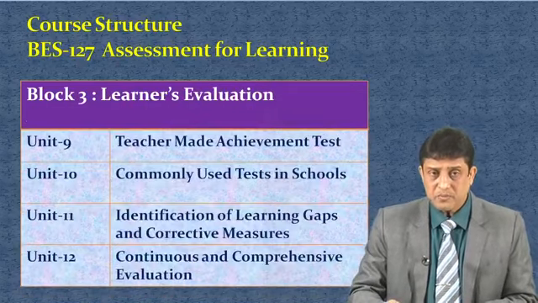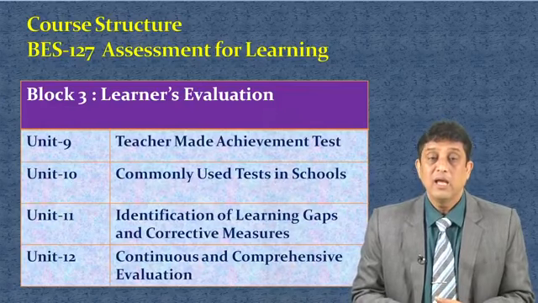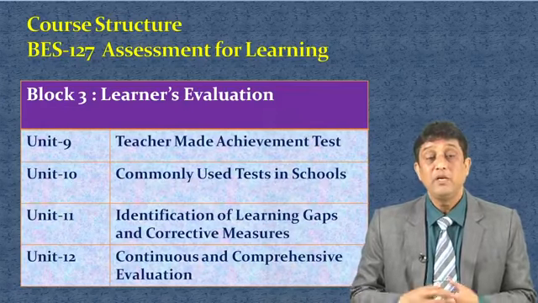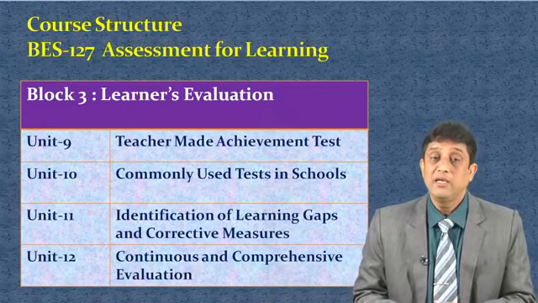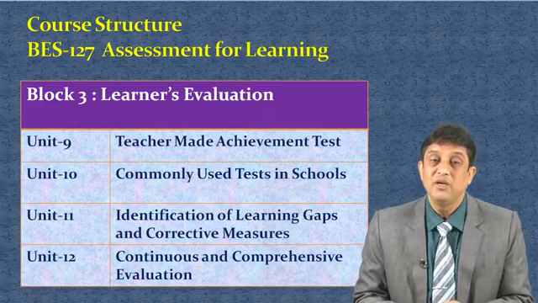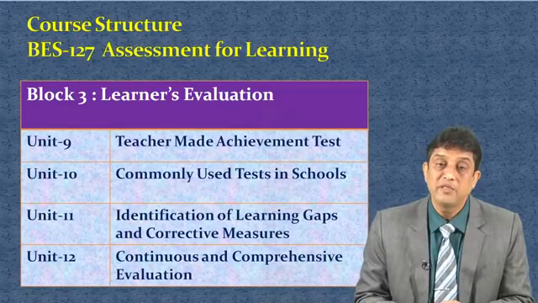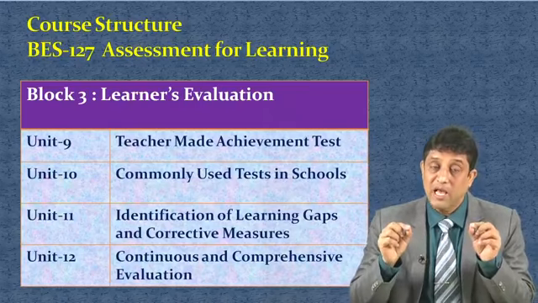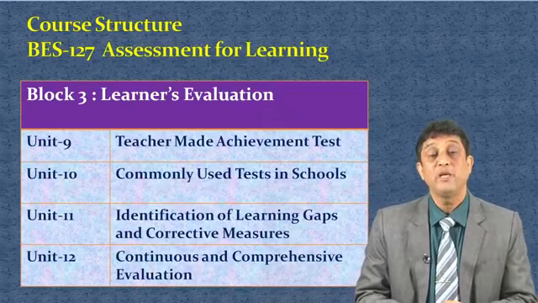Further, block 3, the title of block 3 is learner's evaluation, and here you will study units 9, 10, 11 and 12. Unit 9 is teacher made achievement test, unit 10 is commonly used tests in schools. Then unit 11, identification of learning gaps and corrective measures. I have written this unit. Then unit 12, that is continuous and comprehensive evaluation.